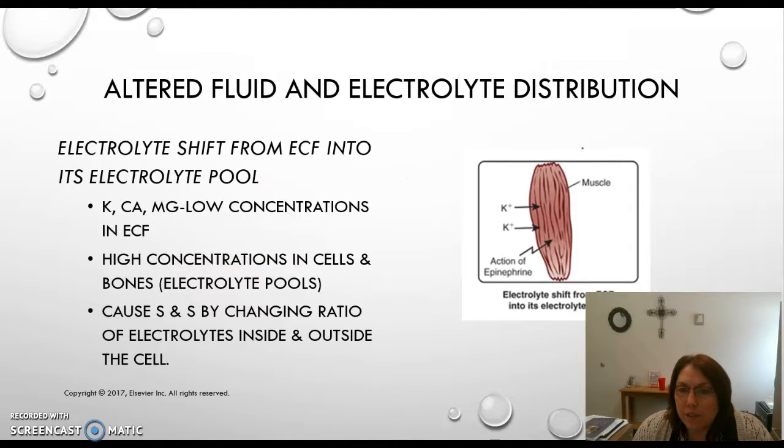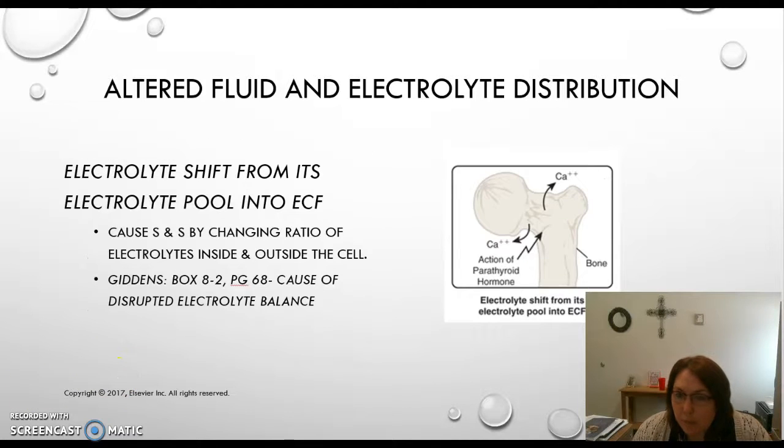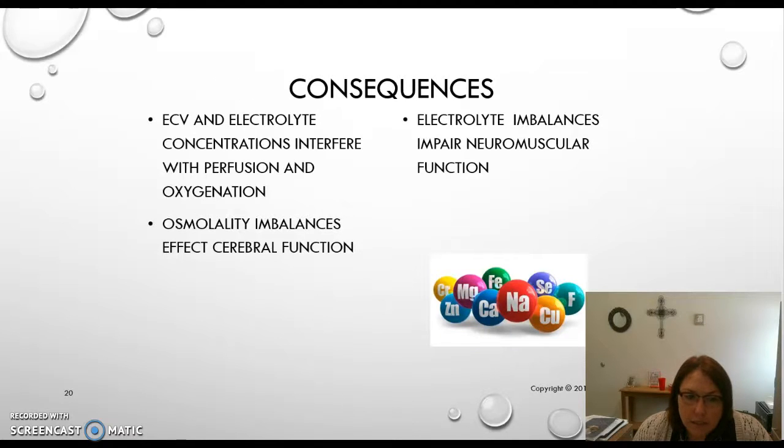We can also have altered fluid and electrolyte distribution from extracellular fluid into the electrolyte pool. So calcium, potassium, magnesium, we could have low concentrations in the extracellular fluid and high concentrations in the cells and bones. And so what this is going to cause is signs and symptoms by changing the ratio of electrolytes inside and outside of the cell. So when we get more specific into the different types of electrolyte imbalances, you're going to see things where we have muscle contraction, problems with hyperactivity of our reflexes. Electrolytes can cause lots of problems with EKGs and things as well.